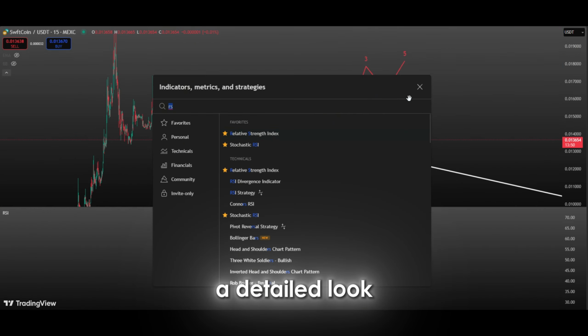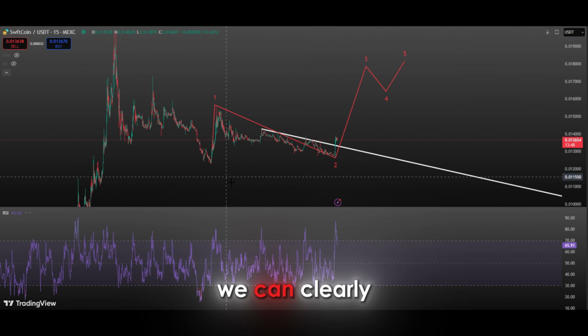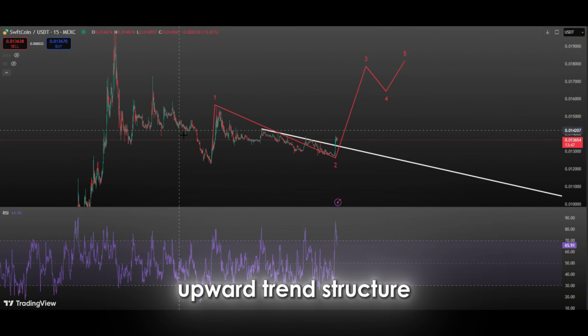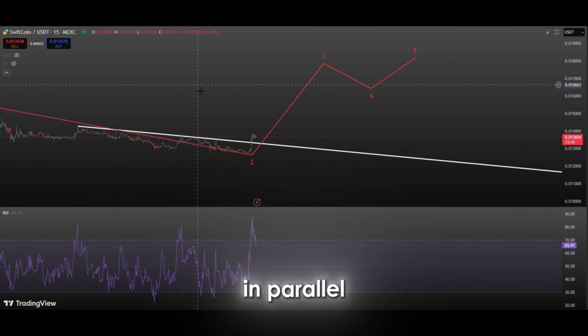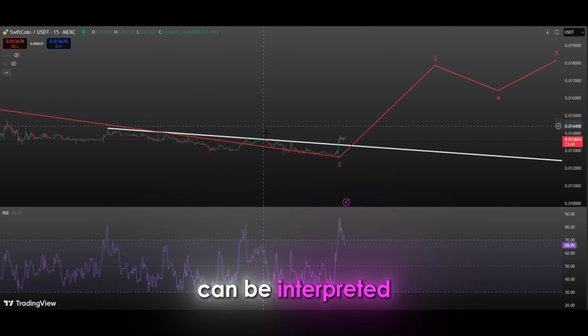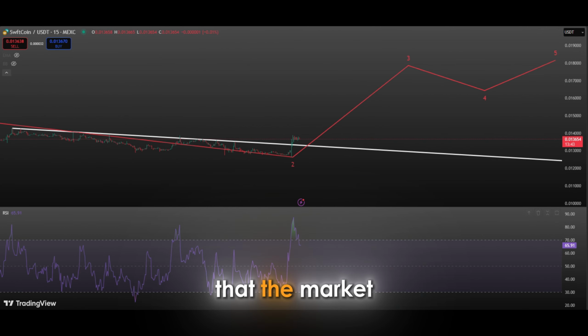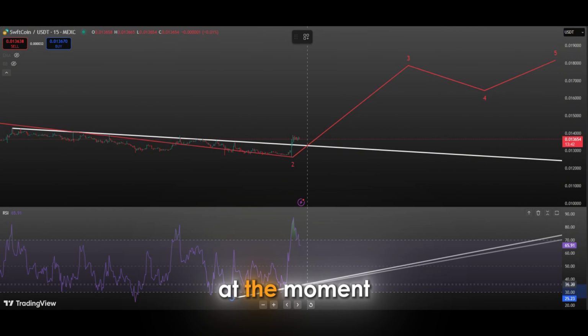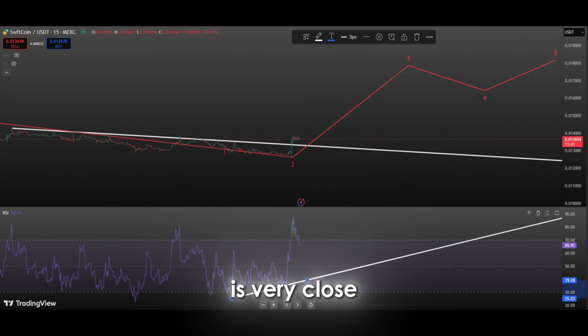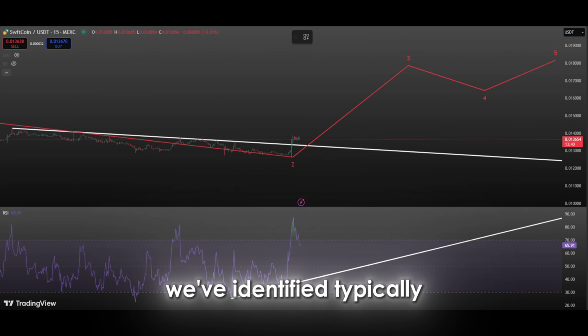When we take a detailed look at the RSI indicator, we can clearly see the formation of a very notable upward trend structure. This upward trend on the RSI, which has developed in parallel with recent price movements, can be interpreted as a strong sign that the market is gaining strength and buyers are gradually becoming more dominant. At the moment, the RSI value is very close to the ascending trend line we've identified.